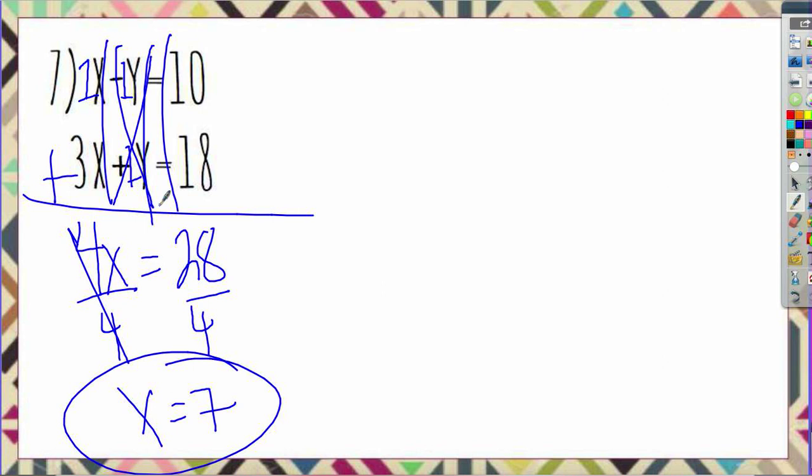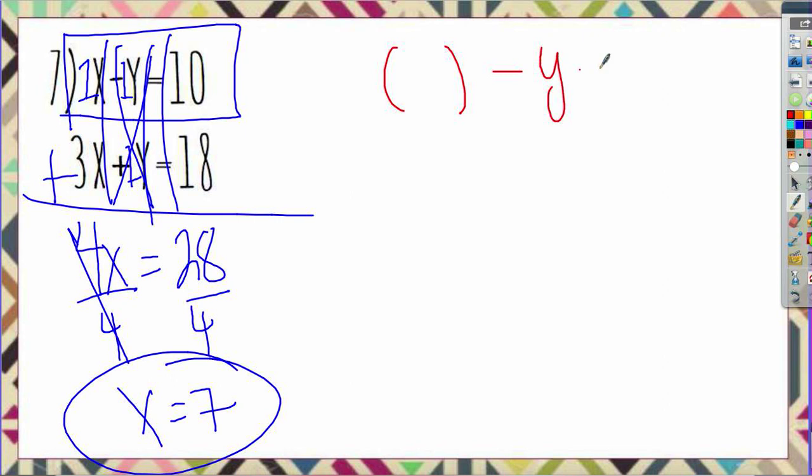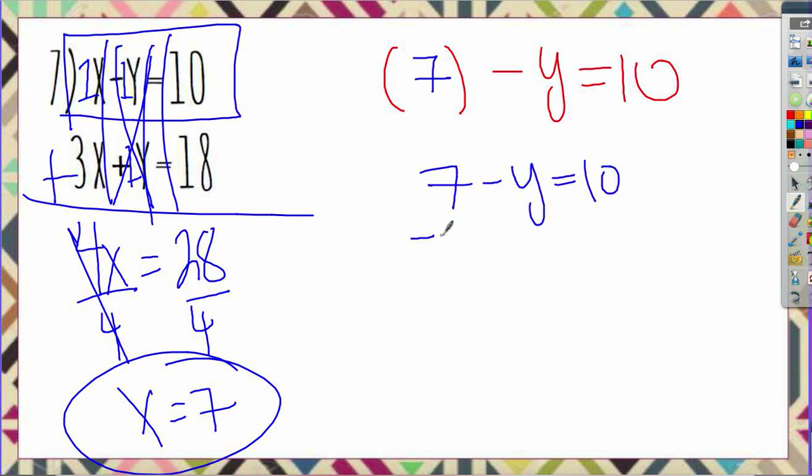I need to take that x value, plug it into either one of these original equations. I will use the top one because I see smaller coefficients. So I've got x minus y equals 10. We now know that x is equal to 7. So 7 minus y equals 10. I would need to minus 7 from both sides. We get negative y is equal to 3.